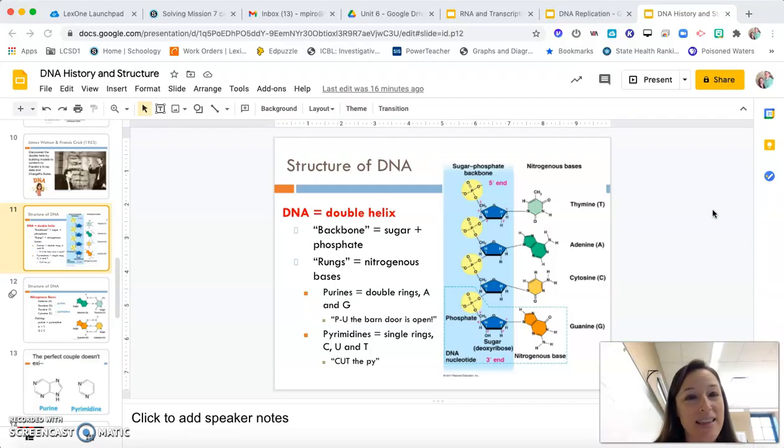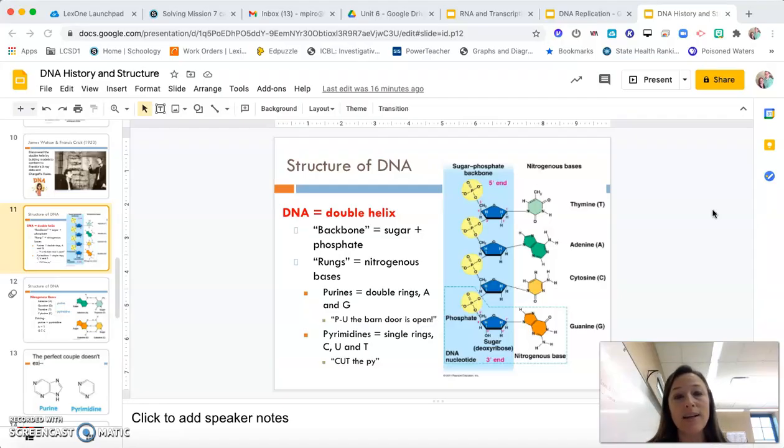Anyway, structure of DNA. So this is all about how DNA is structured. We're also going to talk about how it is alike and different in prokaryotes versus eukaryotes, because that has to do with structure as well. And then we'll talk about how it can change overall structure, not the basic structure, but the bigger structure as needed during cell division.